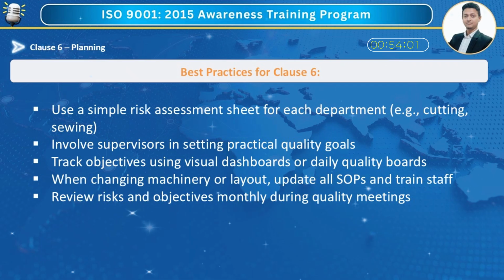Here are some best practices for applying Clause 6 in your factory. Use a simple risk assessment sheet for each department, like cutting or sewing. Involve line supervisors when setting quality goals. Track objectives using visual dashboards or quality boards. When changes occur, update SOPs and train staff accordingly. Review risks and objectives monthly during quality meetings.